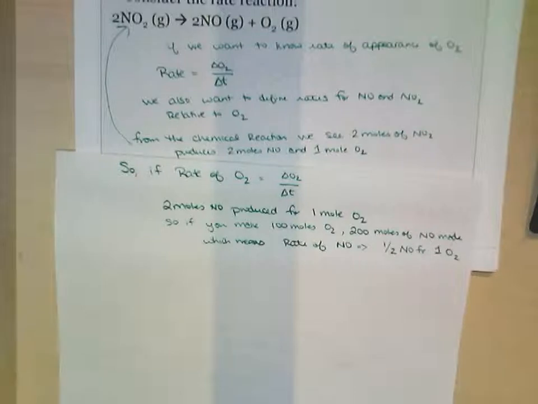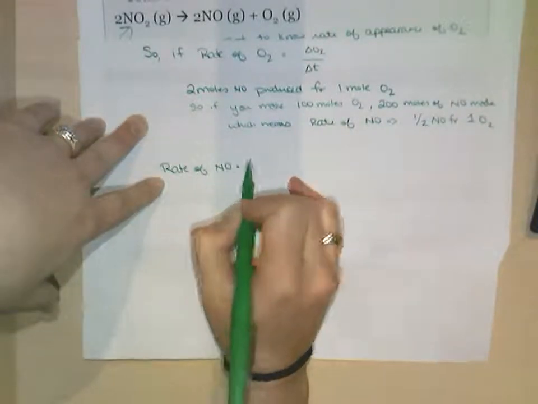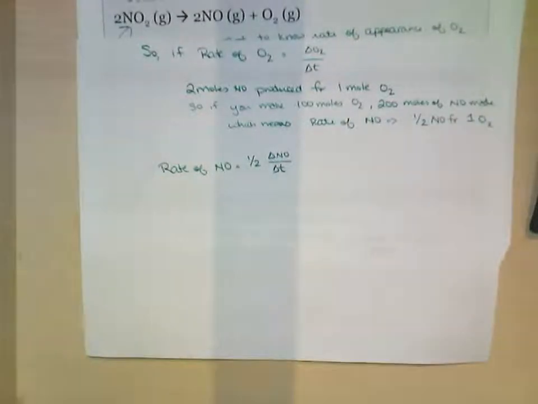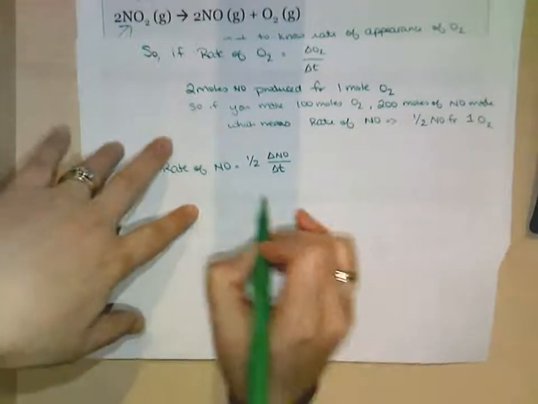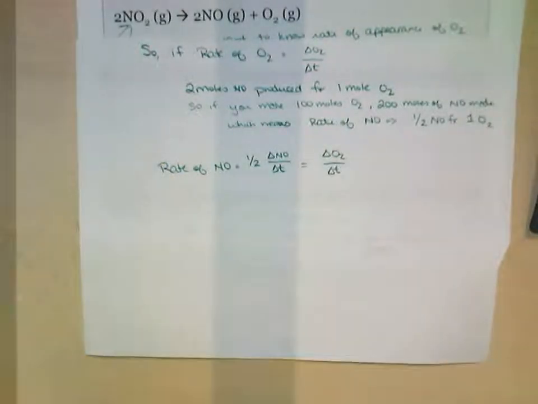Which means that would be its rate. The rate of NO production would be one half the change of NO over change in time. For those to be the same, I have to slow down the NO by half. Because if I left it alone, it'd be making twice as much as the oxygen. And I want them to be the same speed. So I slow down this one by half. And now they're both making 100 moles.